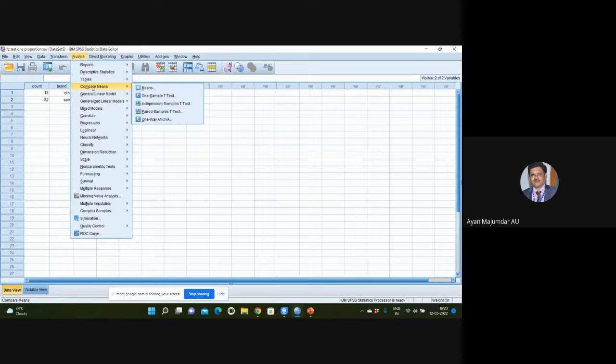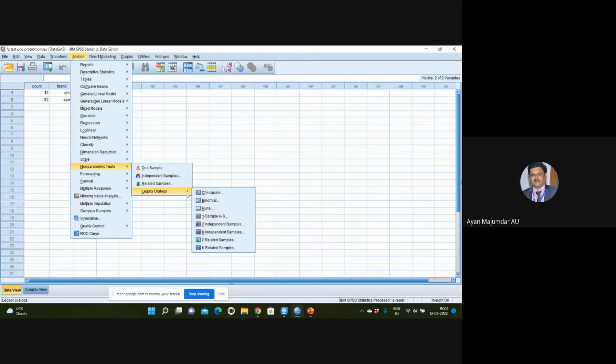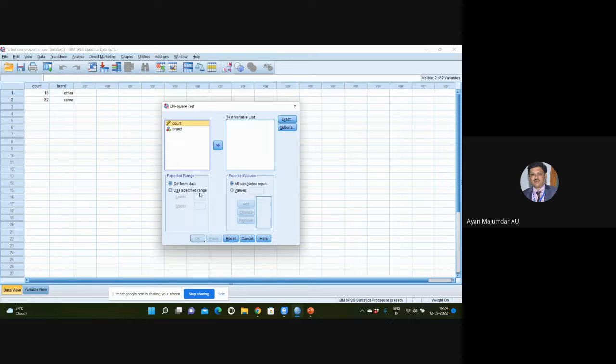Now, here you see all the options are of t-test and ANOVA. So no z-test is given. So we will go to parametric test, non-parametric test. From the legacy dialogs, we will select chi-square. Once we select the chi-square, take the brand as the test variable list.